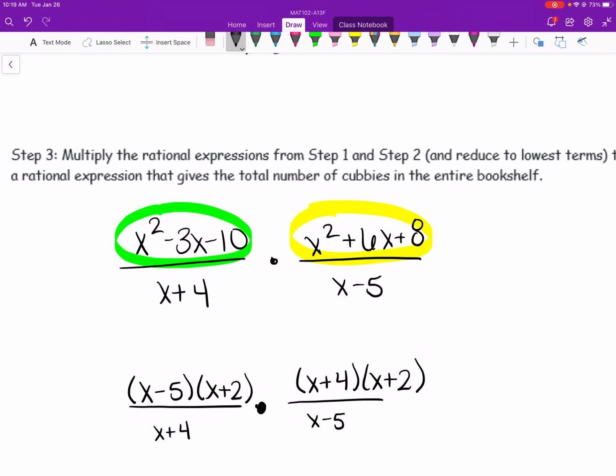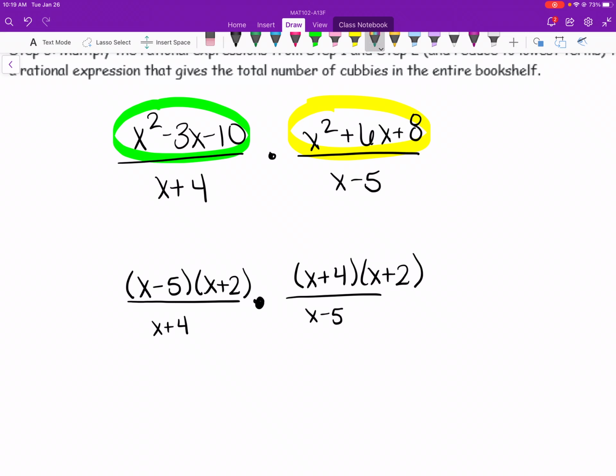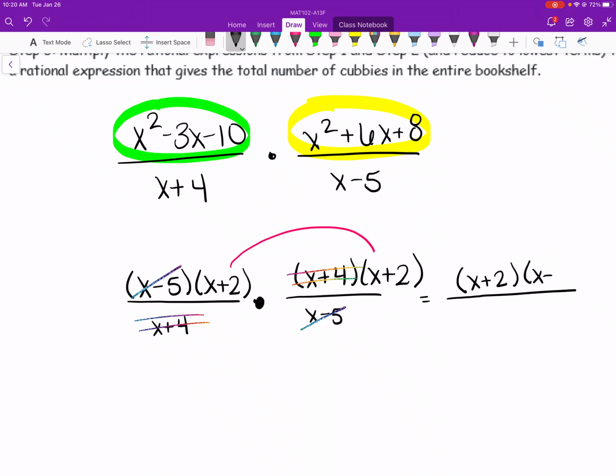So now I'm going to look for things to cancel. Well, my x minus 5 will cancel. The x plus 4s will cancel. Those two x plus 2s cannot cancel because I can only cancel tops and bottoms. Because those are on the same side, when I multiply across the top, I'm going to have x plus 2 times x plus 2. Multiply across the bottom, I'll have a 1. I can simplify that to write it as x plus 2 squared, and that will be my final answer. I hope that makes some sense.